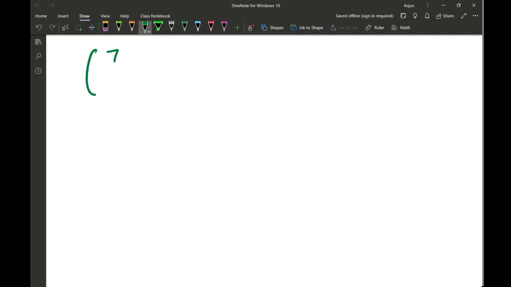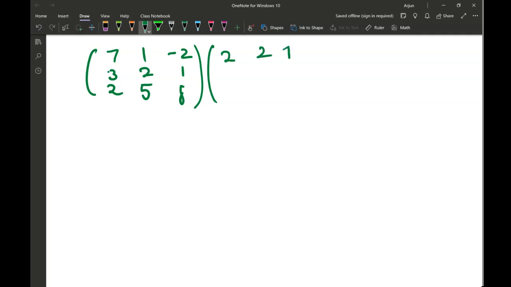First, a matrix is given to me: 7, 3, 2, 1, 2, 5, minus 2, 1, 8. This is a 3 by 3 matrix. Another matrix given to me is 2, 2, 1, 2, 1, 3, 1, 2, 1. And we want to multiply these matrices. How can I multiply these two matrices?